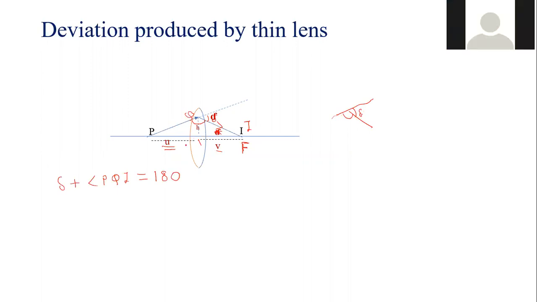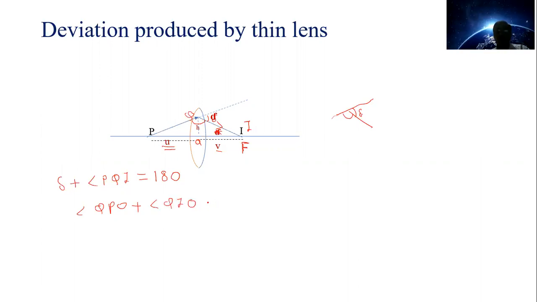Again see here, in this triangle, suppose this is the optical center O. Angle QPO plus angle QIO plus angle PQI is equal to 180 degree.